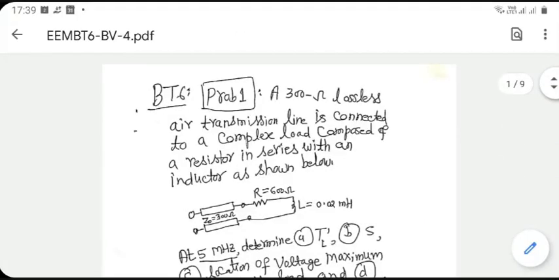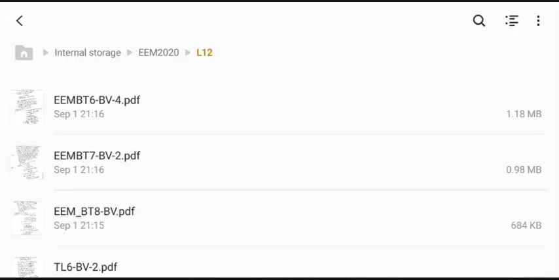So VSWR actually is a very popular concept along with reflection coefficient that you encounter all the time in transmission lines. A good reflection coefficient essentially means smaller VSWR. That means a lower reflection coefficient is always accompanied by a lower VSWR.